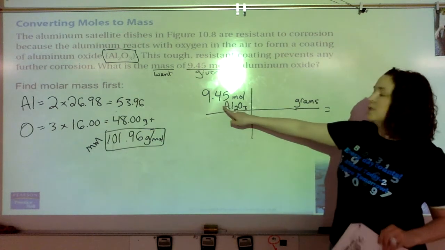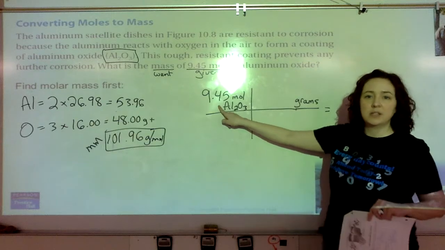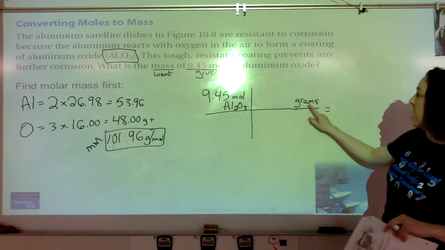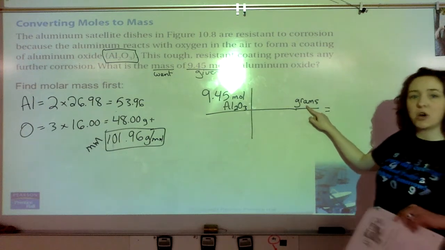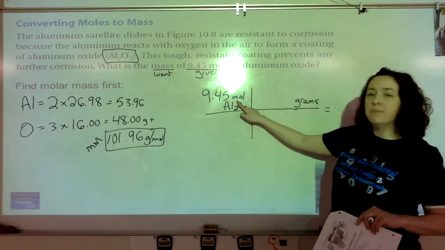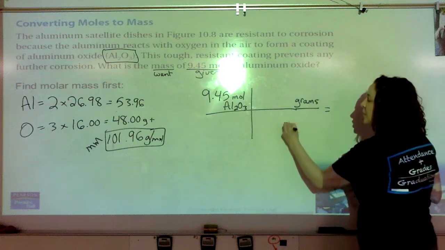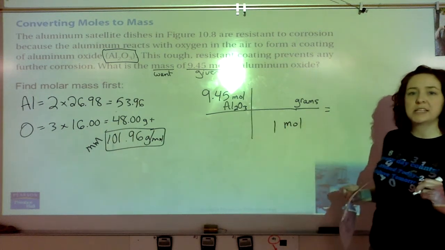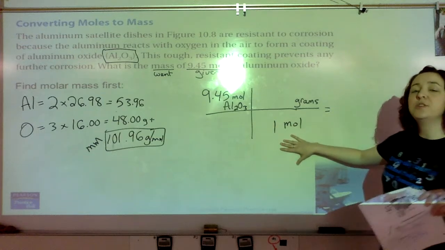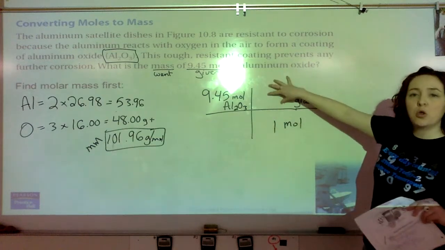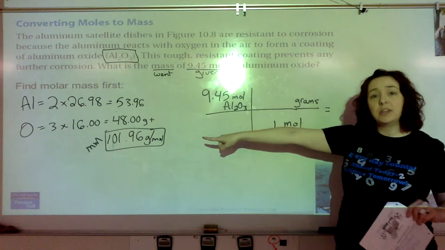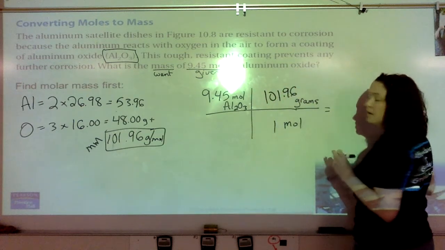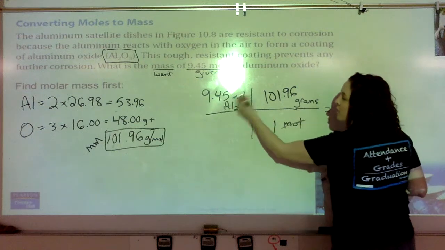Okay, so the given goes in the upper left-hand quadrant. And then we want mass, but mass is labeled in grams. So what we want is grams. We need moles to cancel out, so it's going to go in the bottom. 1 mole. 1 always goes next to mole. And then our new conversion factor is 1 mole equals the molar mass. So what we just calculated goes on top. The label mole cancels out.